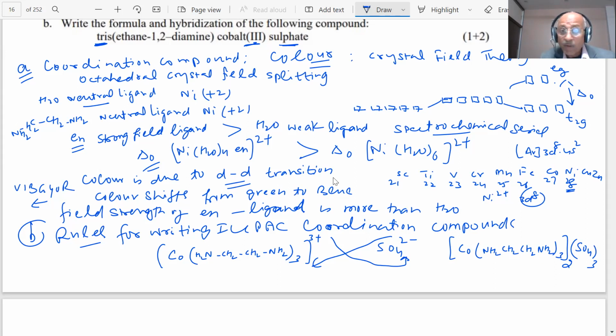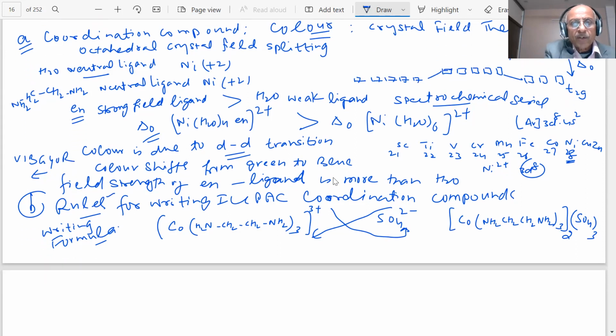Rules. If you have problems, study the rules for writing the formula, from the IUPAC name of the coordination compound. Study both types of rules. This will be the answer of that. All right.